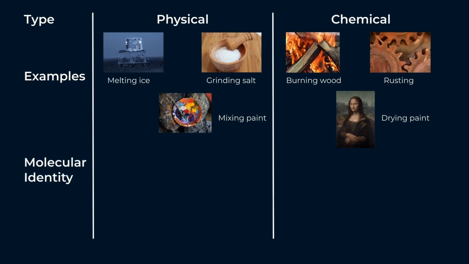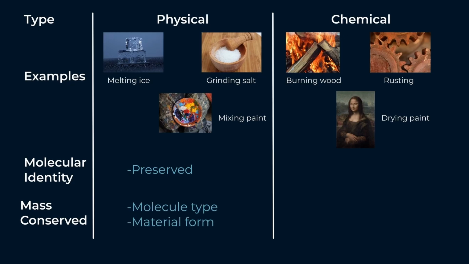In a physical transformation, the molecules of the material stay intact. The same material exists in multiple forms, and the law of conservation of mass holds true for each type of molecule and also for each form of the material.